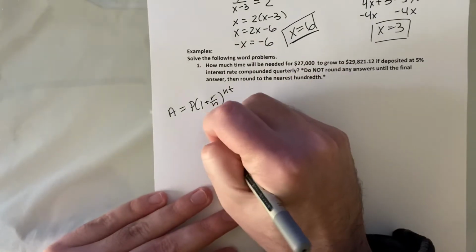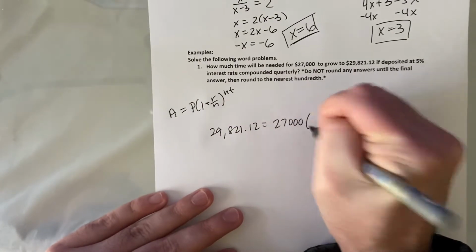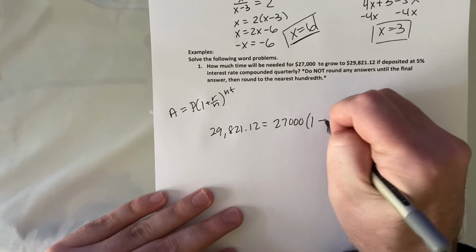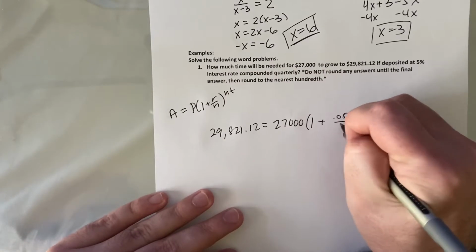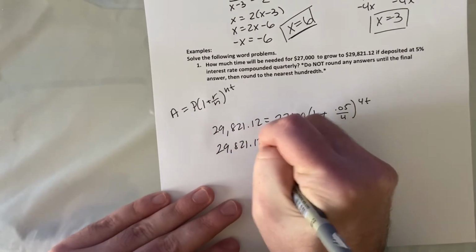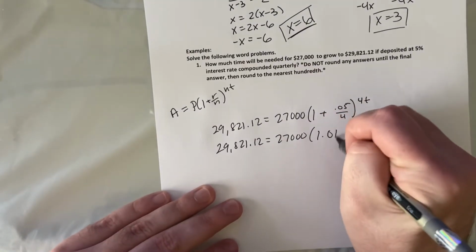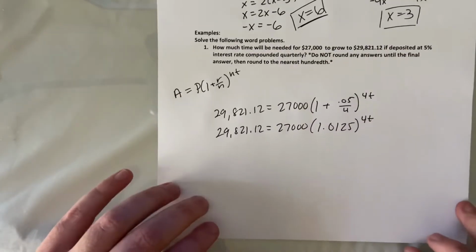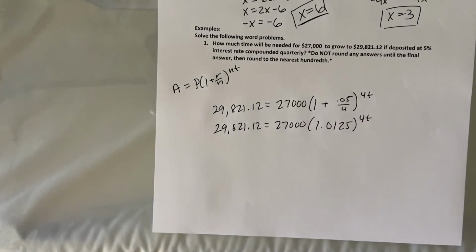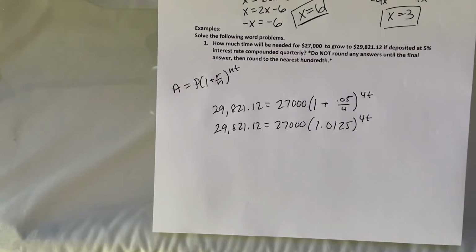They're asking when is $29,821.12 equal to $27,000 times 1 plus 0.05 over 4 to the 4t. So if we clean this up a little bit, 0.05 over 4 is 0.0125, so this is 1.0125 to the 4t, and t is our unknown. So now I'm going to take 29,821 and divide it by the 27,000. And I'm going to leave a humongous number of decimal places just to be safe.